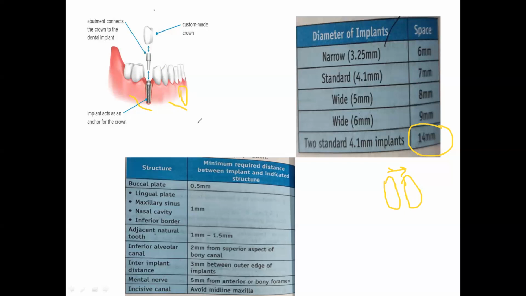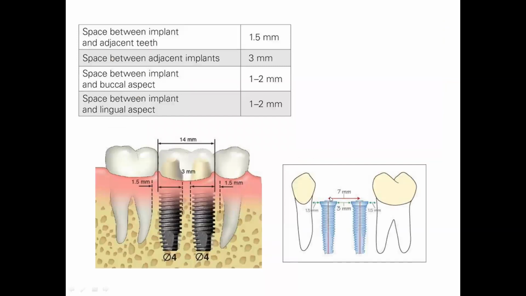Incisive canal in the anterior maxilla. And I shall be careful about when I'm coming to the canine region in the mandibular arch, I shall be very careful about the mental nerve because the mental foramen is very near. So there are some standard distances which we are supposed to be very careful about before the insertion of the implant. So please do remember these charts.